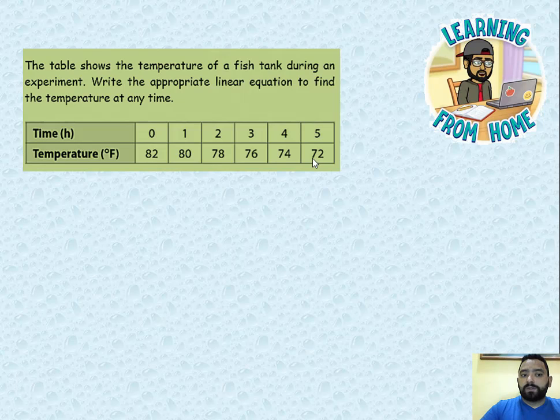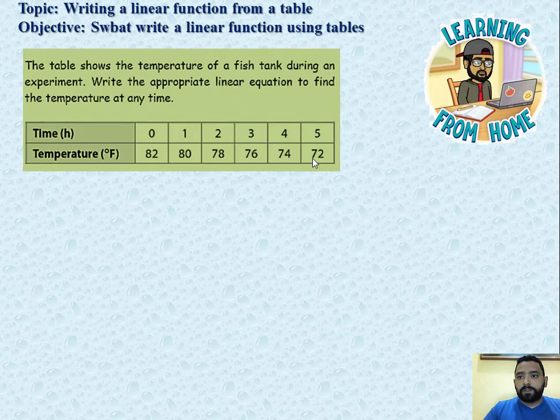In this case we have this table with just 5 specific hours and specific temperatures, but we can find a specific linear function. For example, if you want to know the temperature at 11 hours or 12 hours or any time. So the topic is writing a linear function from a table. You can say linear function or linear equation. And remember, before you start to write the linear function, you have to identify the slope.